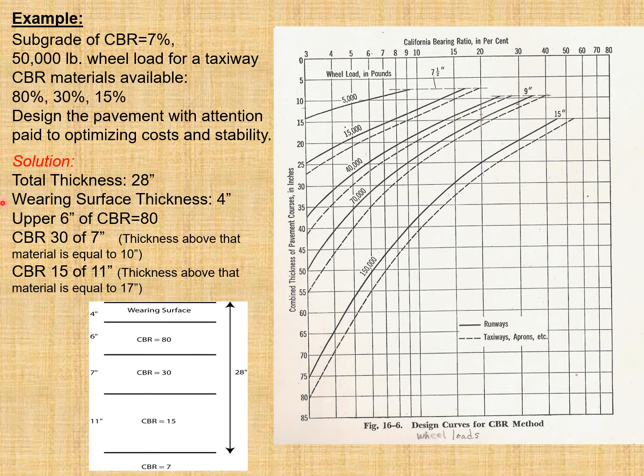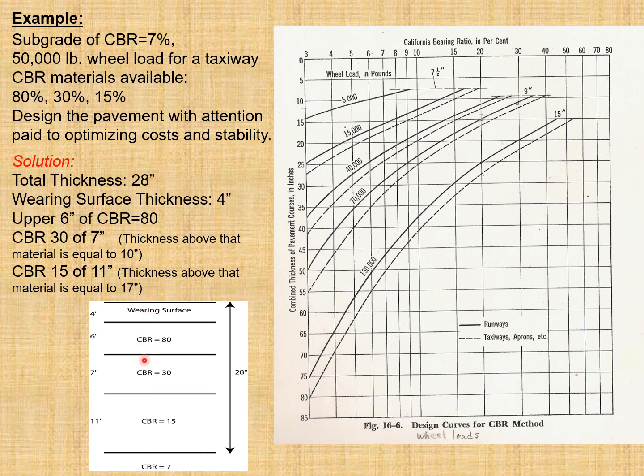Wearing surface thickness is 4 inches because the wheel load is 50,000. By consulting that table that I have already discussed, you can get it. The upper 6 inches will have the CBR equal to 80%. CBR of 30 needs 7 inches, that means thickness above that material is equal to 10 inches. And CBR of 15 needs 11 inches, thickness above that material is equal to 17 inches. So you can get the thicknesses above that material of 10 inches and 17 inches by using that design curve, which is meant for 50,000 pound.